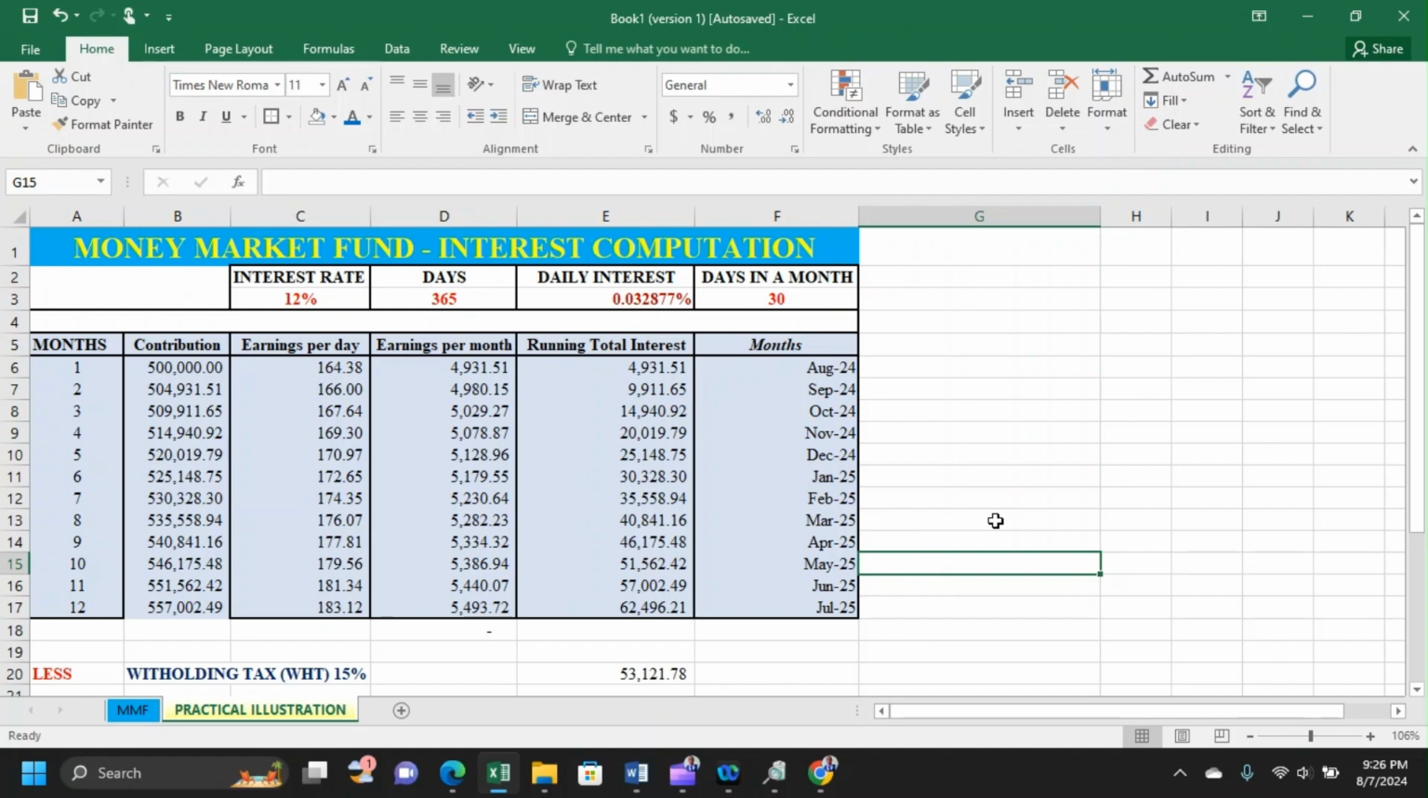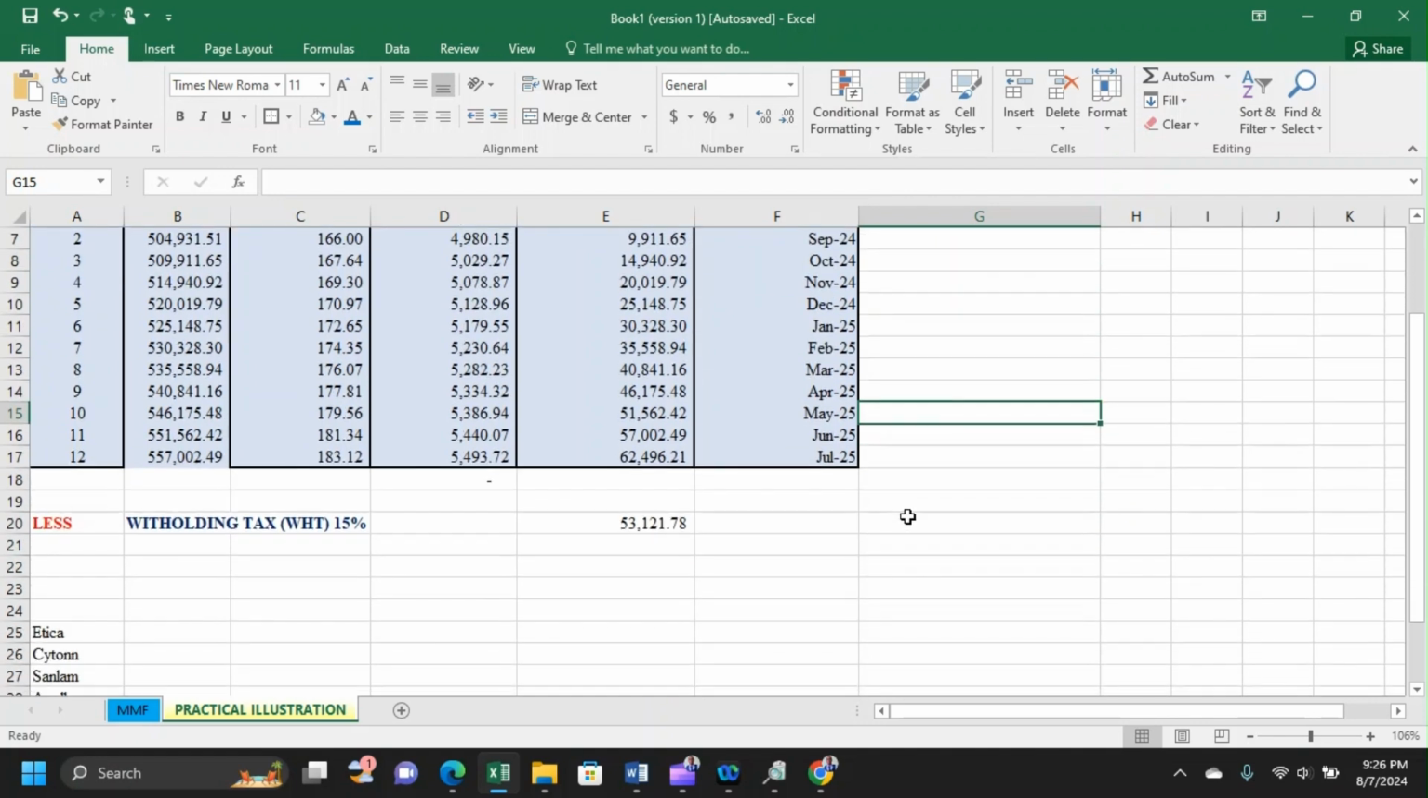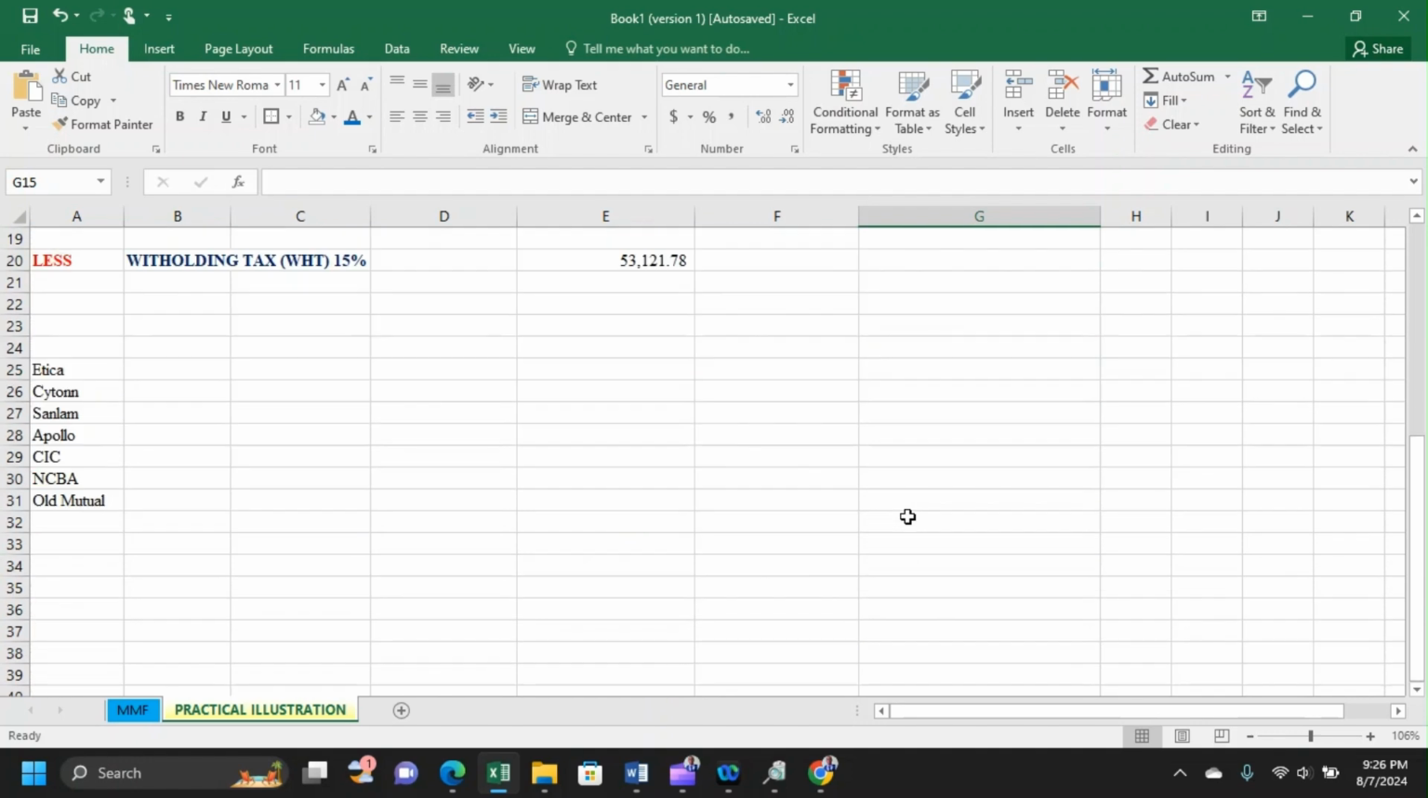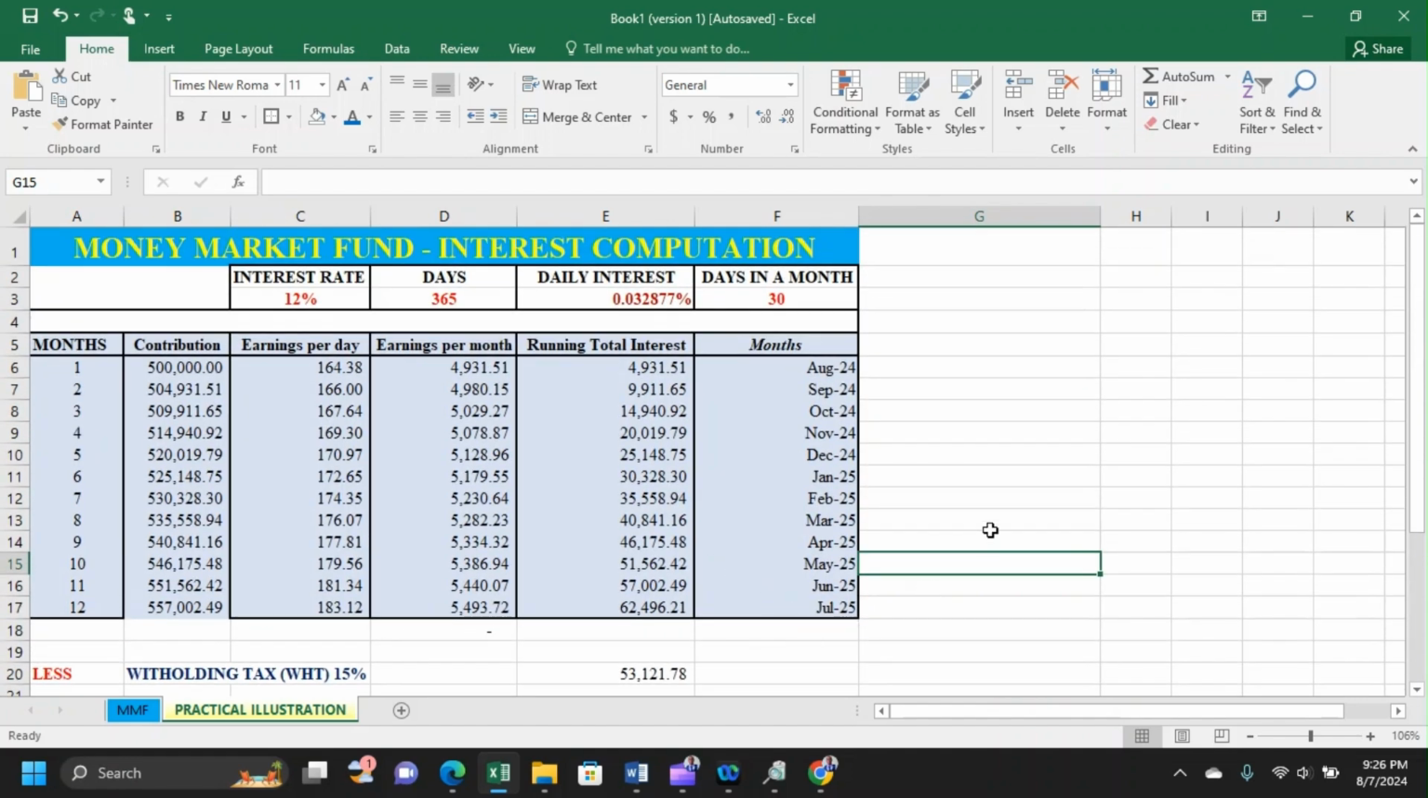And therefore, this is what we are referring to as the power of compounding in money market funds. Again, just to remind you, some of the best performing money market funds you may check out. Remember always to do your due diligence before investing in them. Some of them are Itika, Saiton Money Market, Sanlam, Apollo, CIC, NCBA, Old Mutual, among others that you can research, and if they satisfy your needs, you may proceed to invest in them.